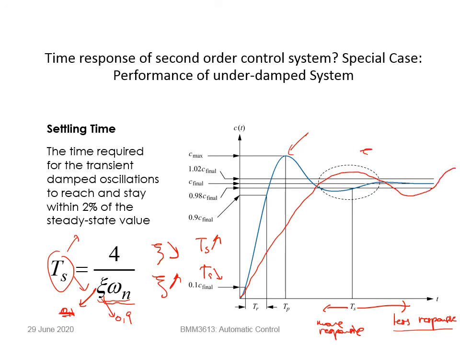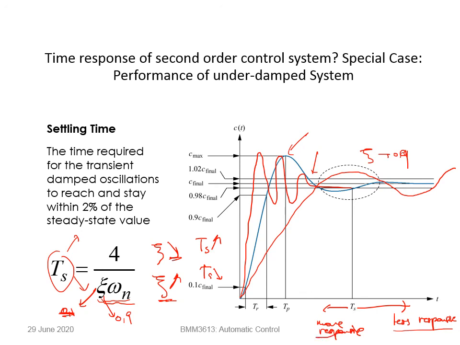Right? So this is for zeta tending toward, let's say, 0.1. But for a high damping ratio, I'm sorry, so this is for high damping ratio, zeta tending towards 0.9. But for a low damping ratio, you have more oscillations, but it will reach the steady state much faster, therefore more responsive.